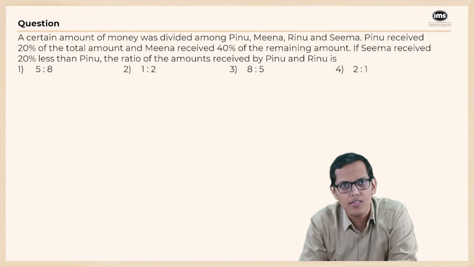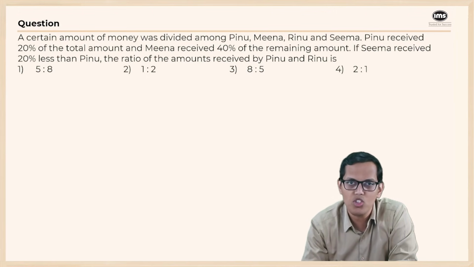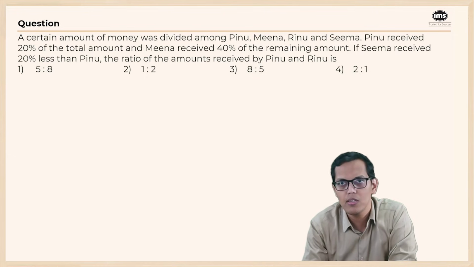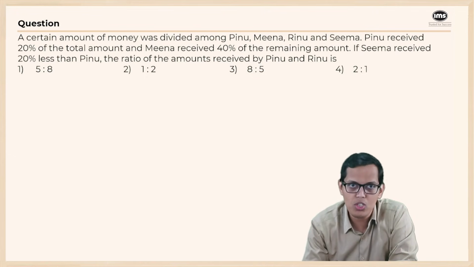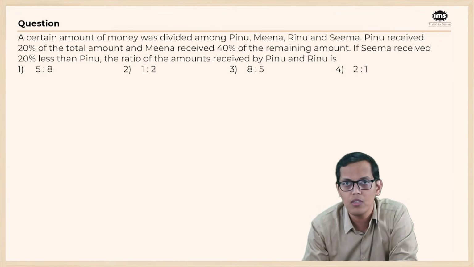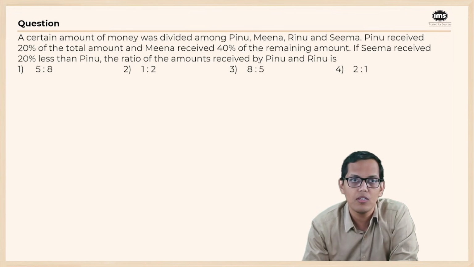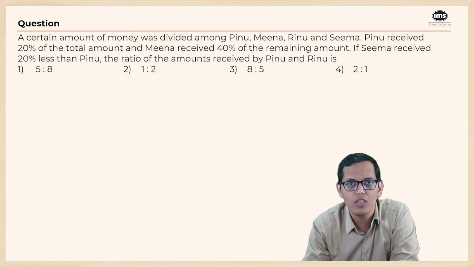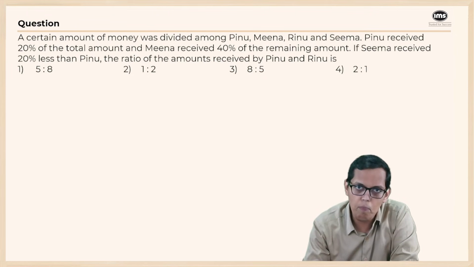The question here says, a certain amount of money was divided among Pinu, Meena, Rinu and Seema. Pinu received 20% of the total amount, Meena received 40% of the remaining amount. If Seema received 20% less than Pinu, the ratio of the amounts received by Pinu and Rinu is? So we have 4 characters. Let's call them P, M, R and S.